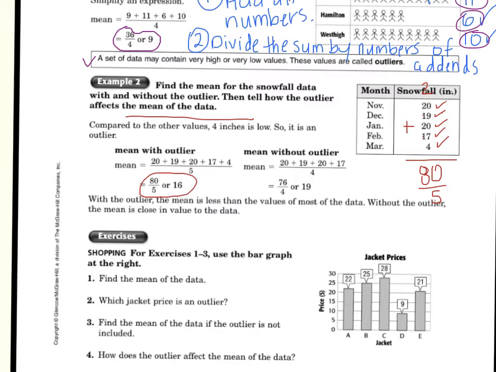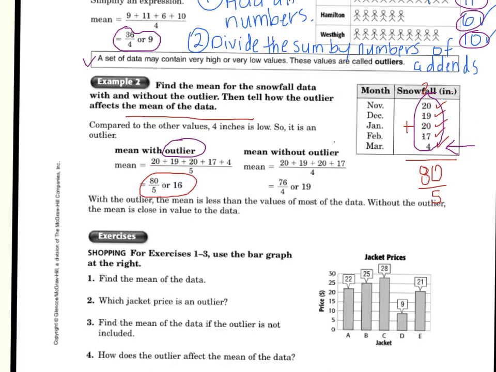Which one of these numbers seems really different from all the others? It's not even close. It's the number 4. Number 4 is the outlier. Okay? That's the one that's way far off.